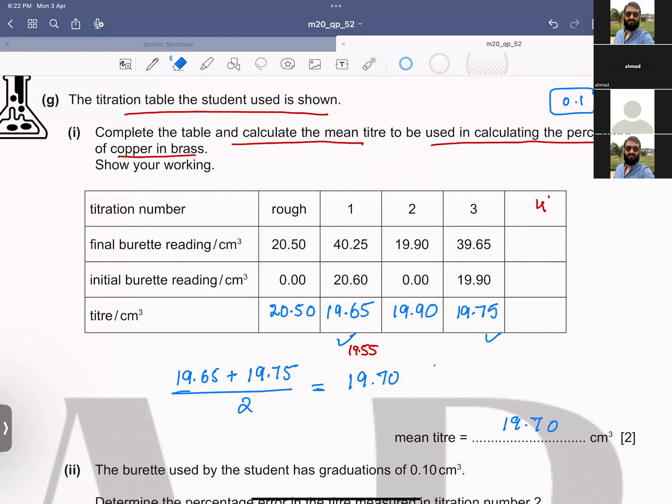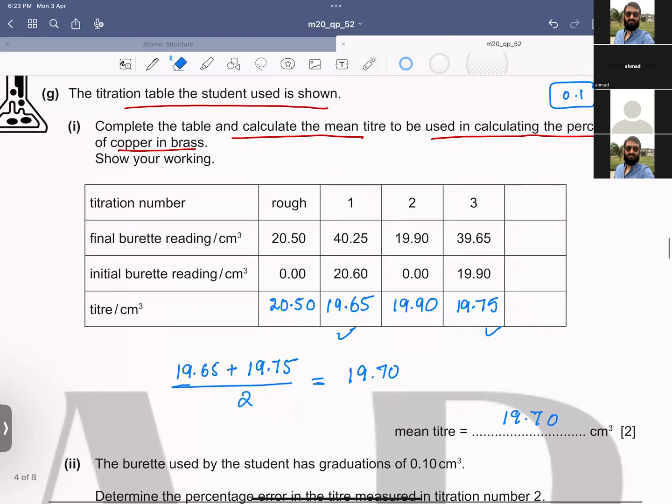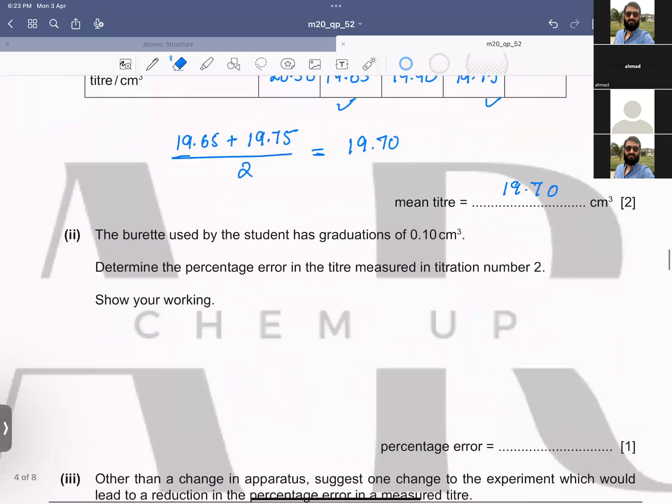If there is a difference of 0.1, for instance here I got 19.65 in my first iteration, and my second iteration would be 19.55 or 19.75, then I don't need to do the third. I just choose these two and do the rest of the calculation. I hope it's clear to everyone, all the conditions. Yes, sir. So the mean titer is 19.70. Let's proceed.